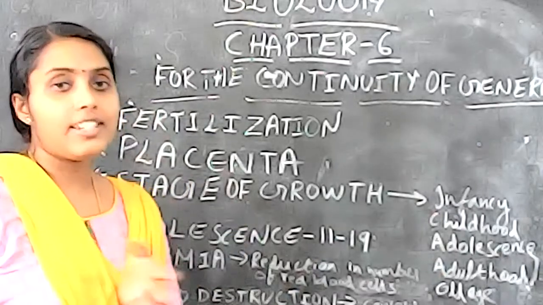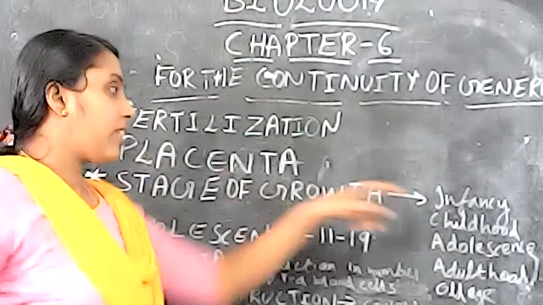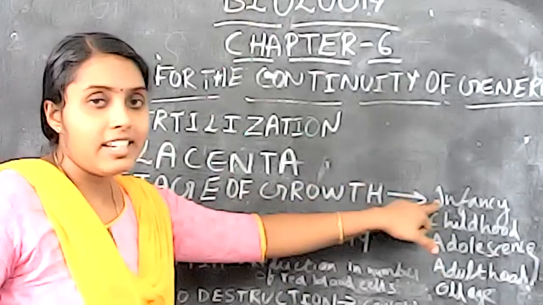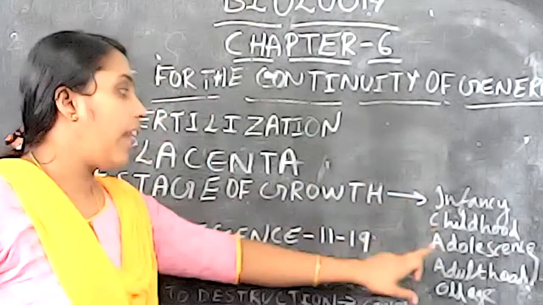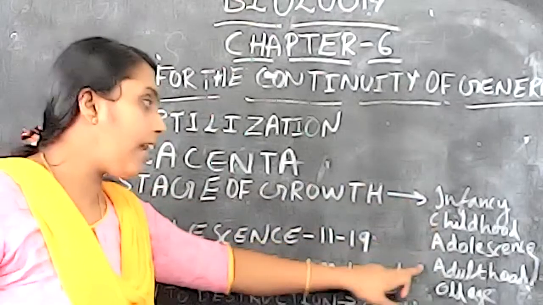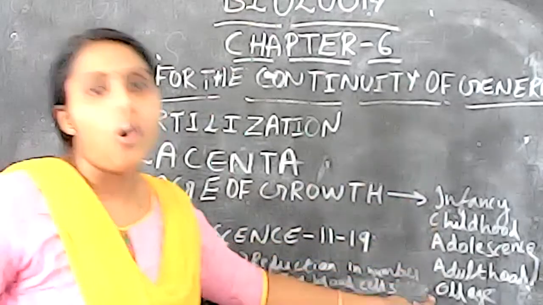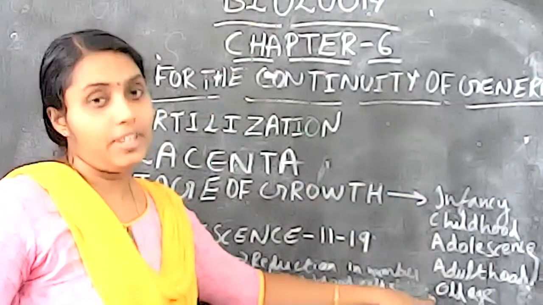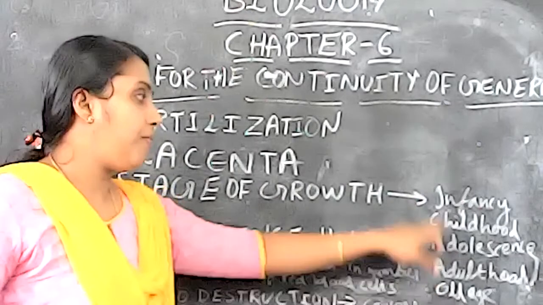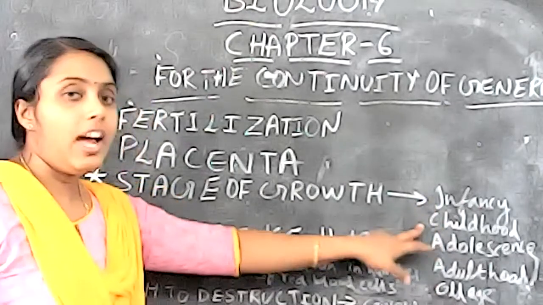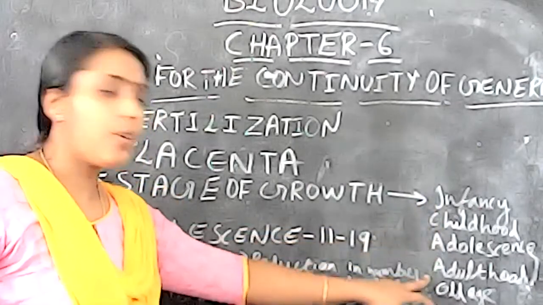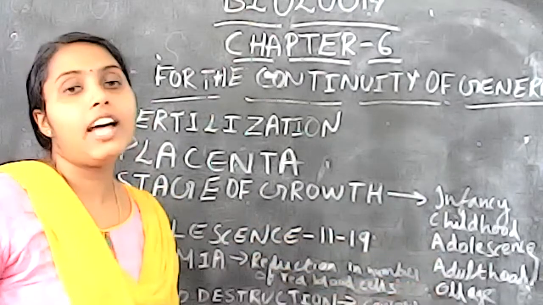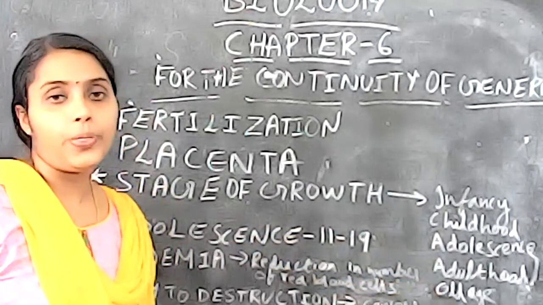Then after that, when it is born, the first stage is infancy, then childhood, then adolescence, then adulthood, and finally old age. These are the stages of growth. Once more, I will repeat it for you: infancy, childhood, adolescence, adulthood, old age. These are the stages of growth.